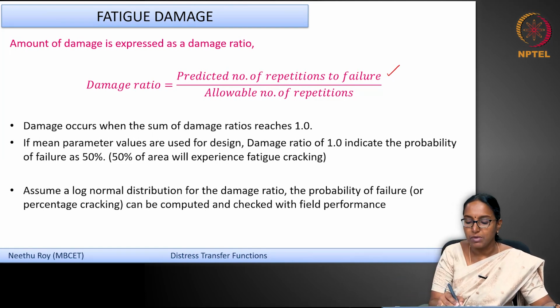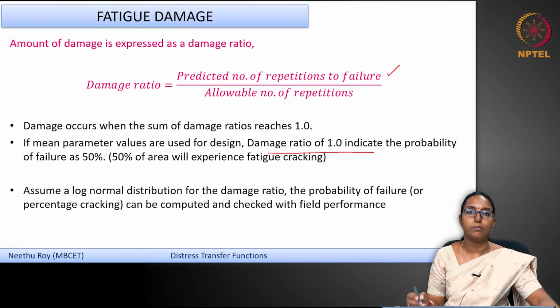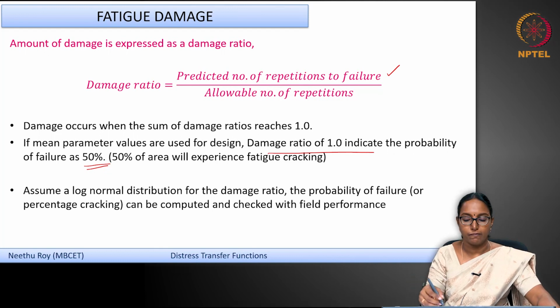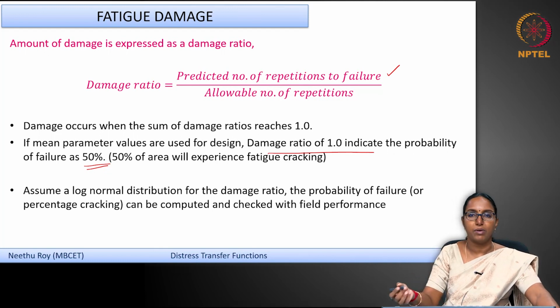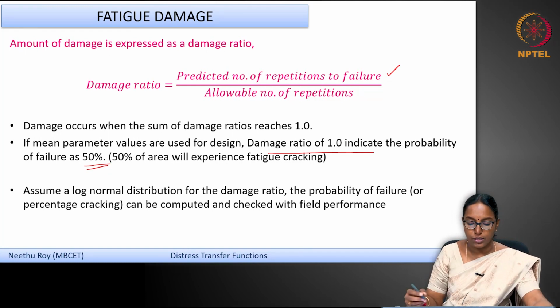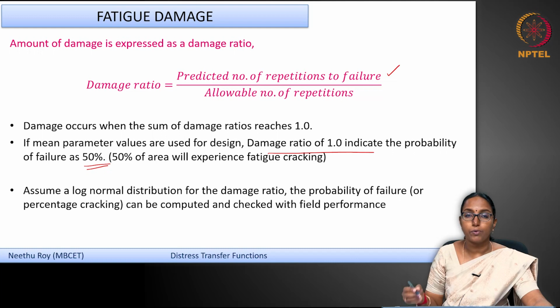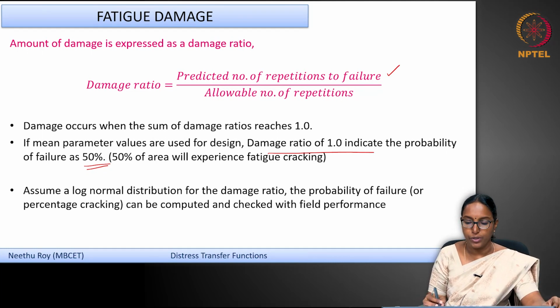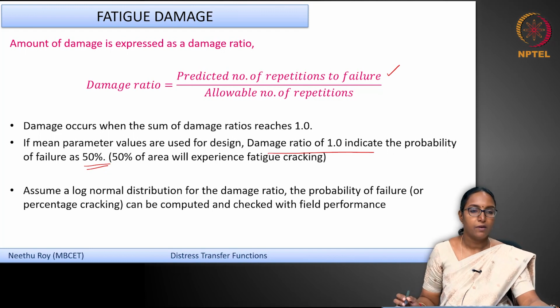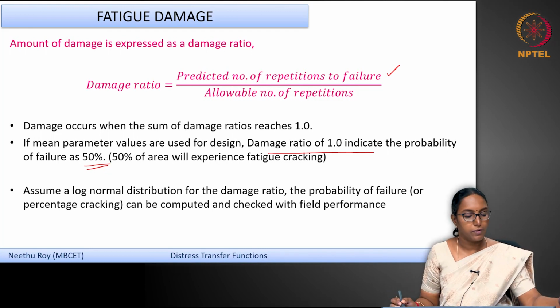Now, suppose in the analysis mean values of the various parameters are used for design, then a damage ratio of 1 will indicate that the probability of failure is 50%, okay, because 50% of the area will have reached fatigue cracking. Now, what you can do is assume a log normal distribution for the damage ratio, and the probability of failure or the probability of fatigue cracking can be computed, and that can be checked with the field performance. So, this is a damage accumulation method by which you can see how the pavement structure will perform.